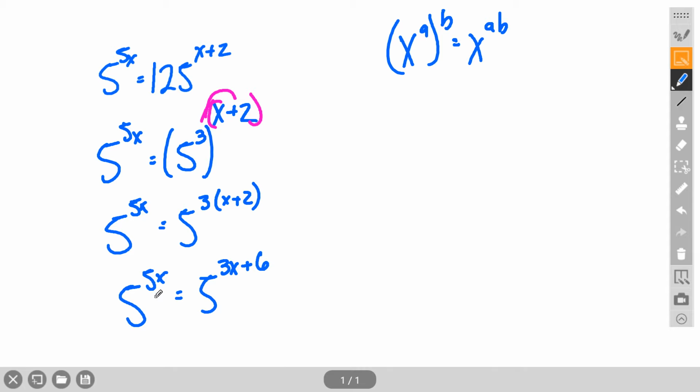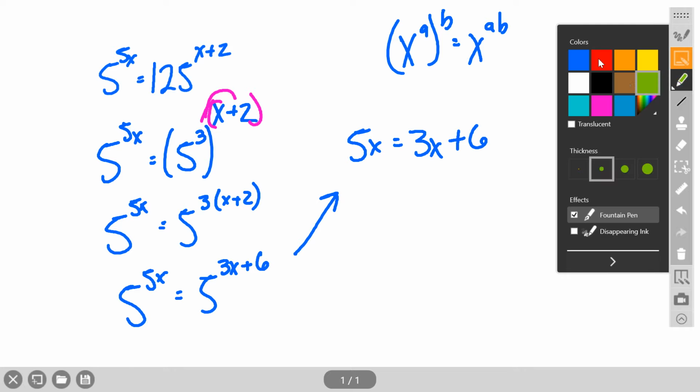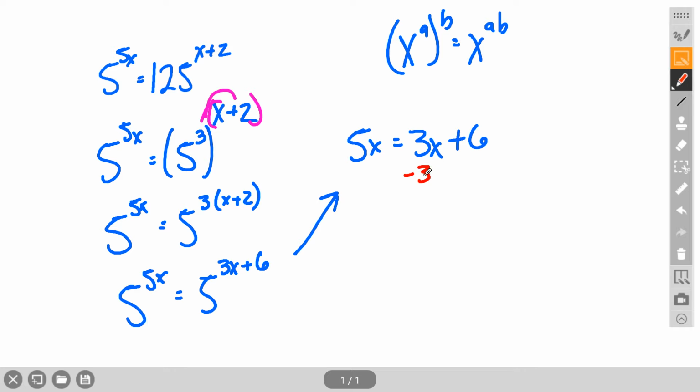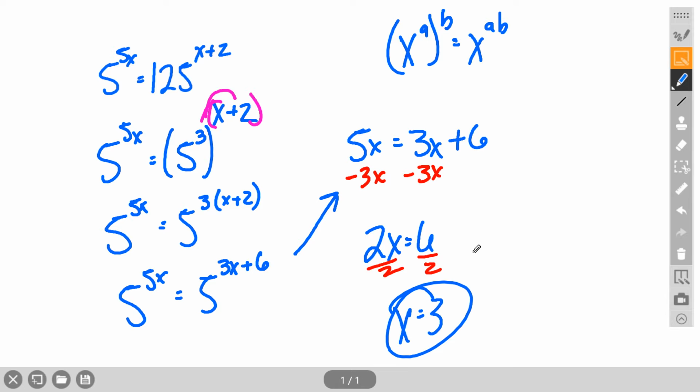So now that we both have a base of 5, the exponents must be equal to each other. 5x must be equal to 3x plus 6. And we can solve this equation. Subtract 3x, 2x equals 6, divide by 2, our solution, x equals 3.